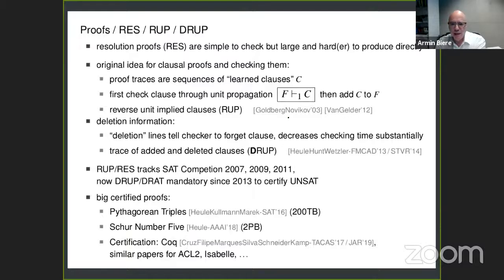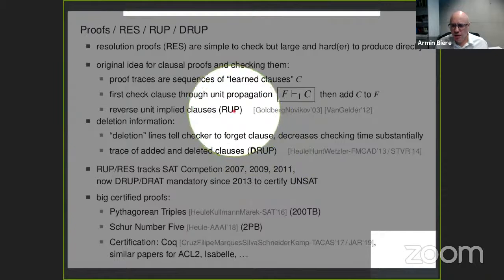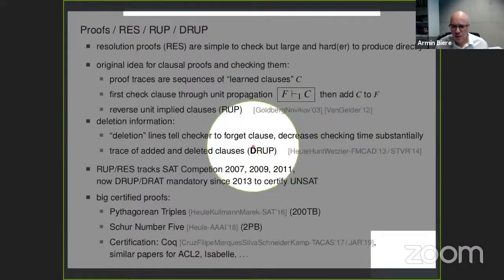And then because of that, people came up with this RUP, which is actually already in a paper by Goldberg and Novikov in 2003, and then Van Gelder in 2012, which means you say, in essence, dump the learned clauses. Also, a MiniSat version had this once, but it's clearly first there in this Berkeley context. The real breakthrough for all of that, however, was when Marijn added this D. I don't know whether you see the D is bold here. Okay. So the RUP is this format here by Van Gelder, which just sort of dumps learned clauses.